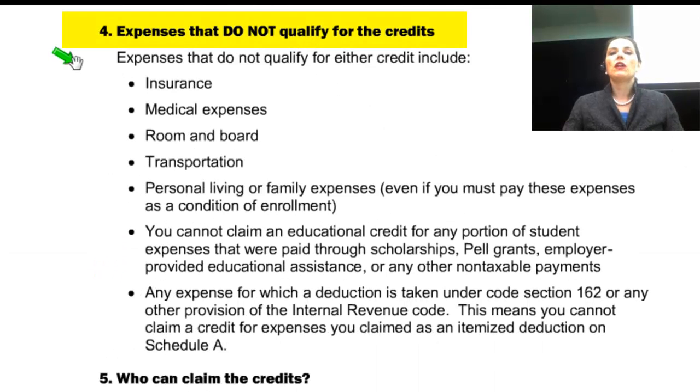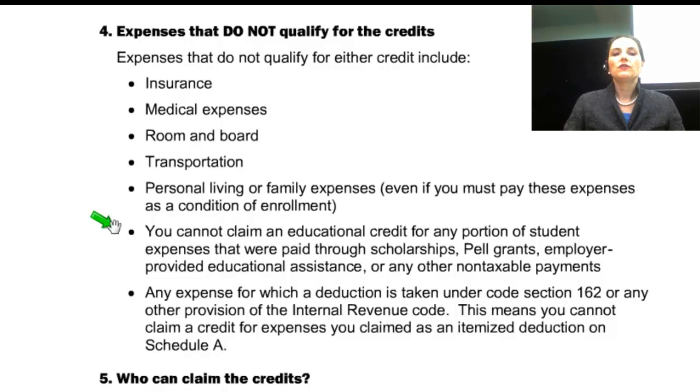So what expenses do not qualify for either of the credits? Well, expenses that do not qualify for either credit include insurance, medical expenses, room and board, transportation, personal living or family expenses. Even if you must pay these expenses as a condition of enrollment, you cannot claim an educational credit for any portion of student expenses that were paid through scholarships, Pell Grants, employer-provided educational assistance, or any other non-taxable payments.